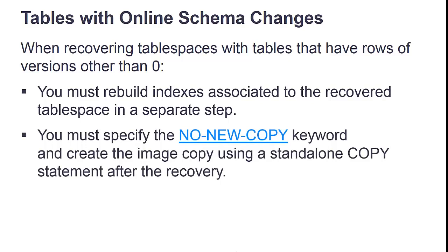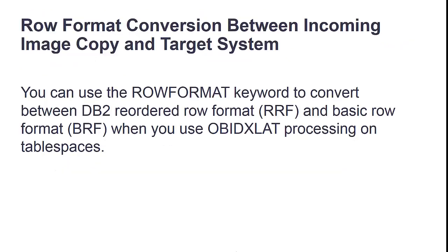You must specify the NONEWCOPY keyword and create the image copy using a standalone copy control statement after the recovery. We recommend unifying the data row versions by executing a reorg and copy before the object translation step. You can use the row format keyword to convert between Db2 reordered row format and basic row format when you use object ID translation processing on tablespaces.